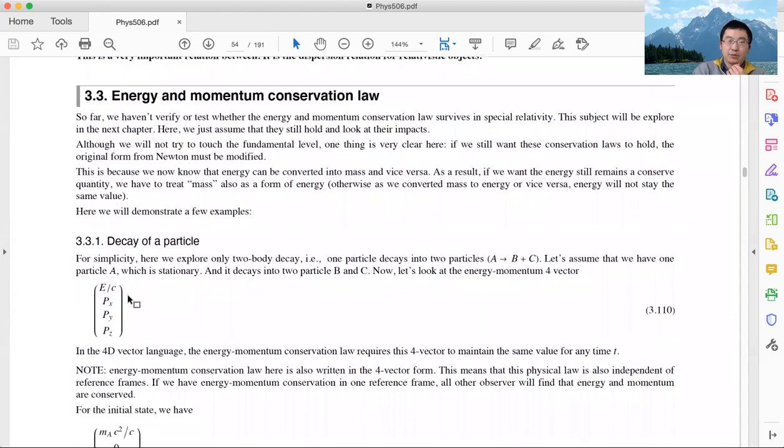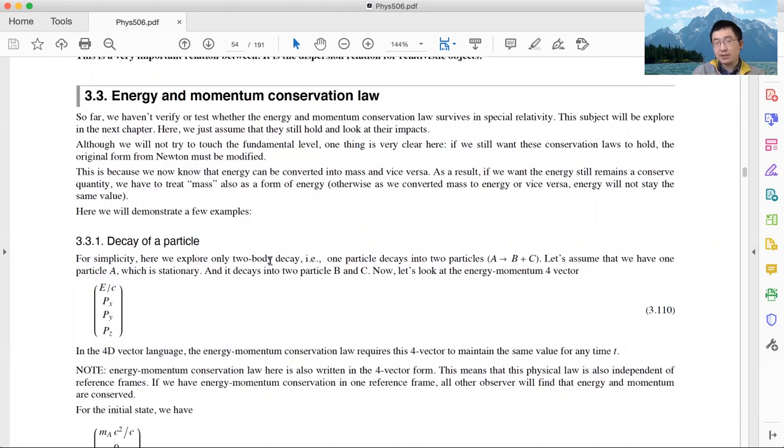In the first example, let's consider the decay of a particle. Say we have one particle here, and more precisely, we are considering a two-body decay. That's the simplest possible decay. So let's consider we have one particle, and this particle splits into two smaller particles. A becomes B and C. A is my initial particle, and then this particle splits into two. Because it splits into two, this is called a two-body decay.